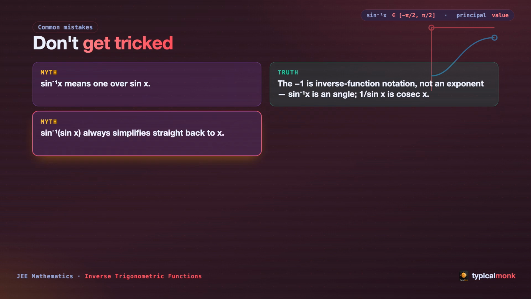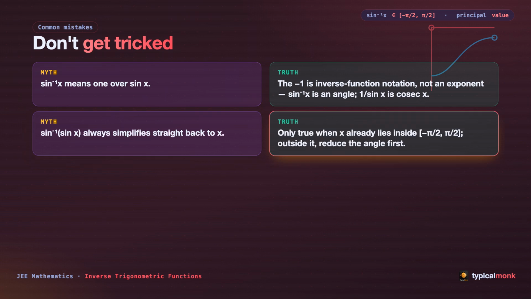Myth 2. Sine inverse of sine of x always simplifies straight back to x. The truth, that cancellation only works when x already sits inside the principal branch, -pi by 2 to pi by 2. Step outside that branch, and you must reduce the angle first, exactly like our worked example taught us.